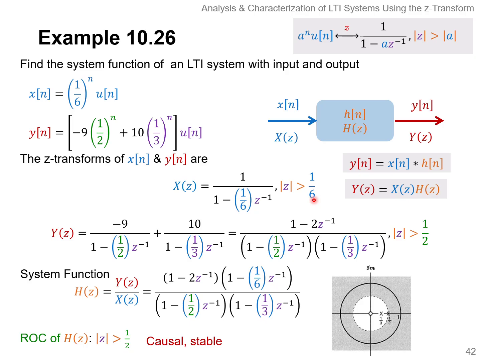For the output, we transform each exponential term. Then we add them together. After simplification, the result becomes one rational function. The region of convergence is outside the larger pole.